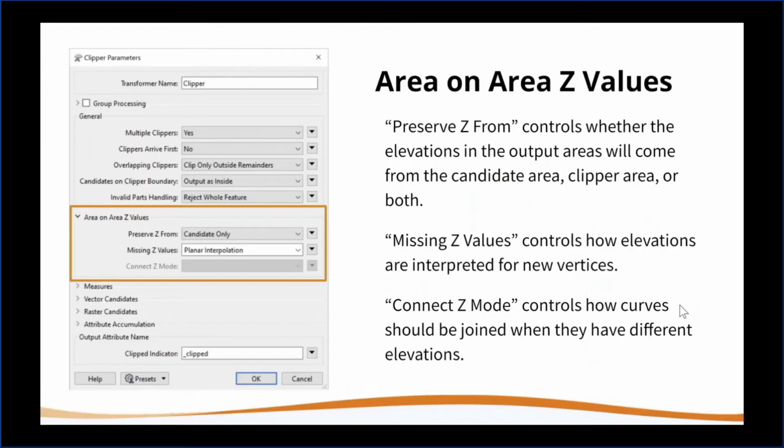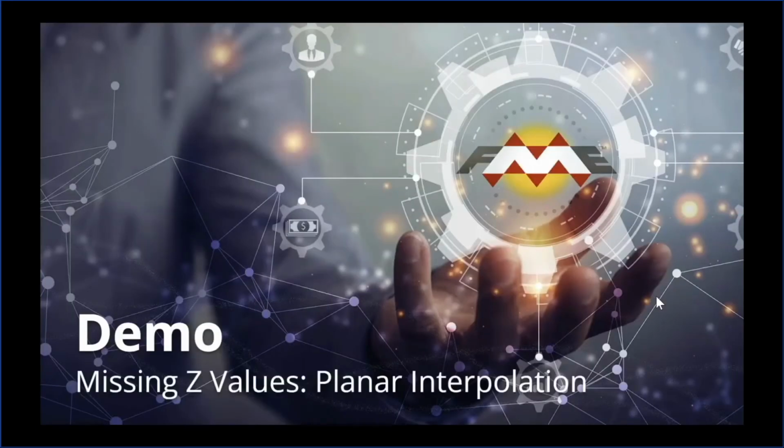All right, next up on our driving tour is a group of parameters called the area on area Z values. These parameters let you control which elevations are used when clipping areas with areas. The first parameter, preserve Z from, controls whether the elevations in the output areas will come from the candidate area, the clipper area, or both. The second parameter, missing Z values, controls how elevations are interpreted for new vertices that may be introduced during clipping. And the third parameter, connect Z mode, controls how curves should be joined when they have different elevations at the place that they join. I actually have two demo cases here to show how these three parameters work together to solve elevation needs.